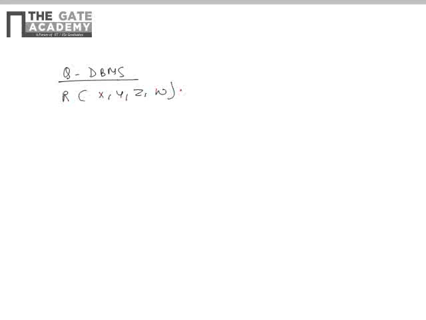The question is, suppose a relation R is given. Question is from DBMS. A relation R is given over variables x, y, z and w, and the functional dependencies are defined as xy determines z, zw determines x, and y determines w. So these are the functional dependencies given. In the first part they have asked how many minimal keys are there in R.